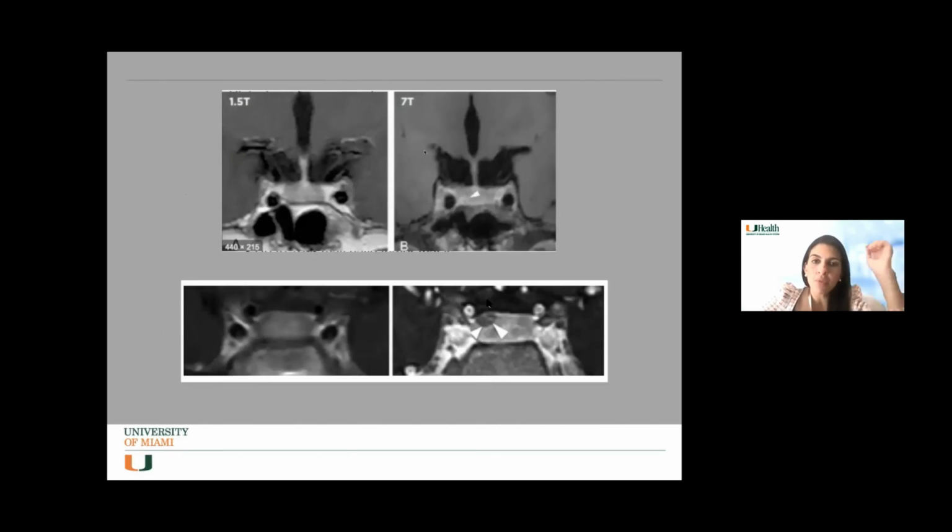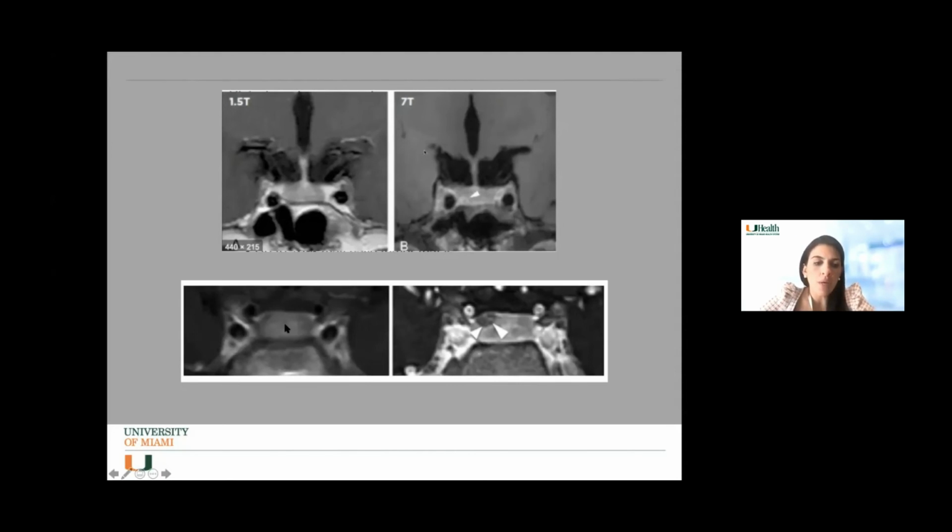Here you can see on the left, this is a 1.5 Tesla MRI, and you don't really see much there. That's probably going to be read as a normal study. Whereas here on the right, if you're looking at a 7 Tesla MRI, you can see this small pituitary tumor in the inferior aspect of the sella. You might have missed that unless you have appropriate imaging.